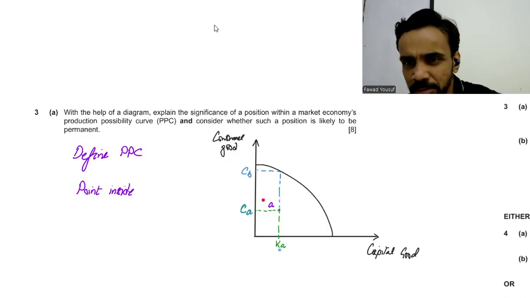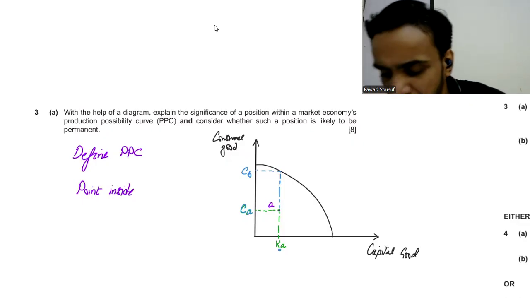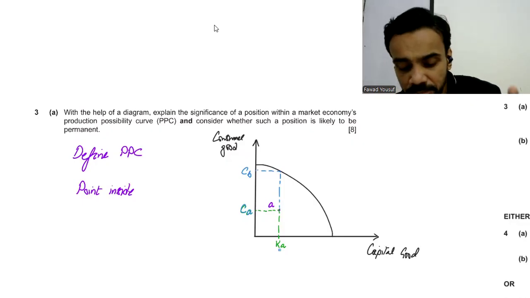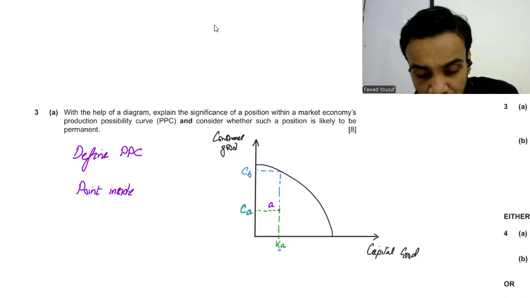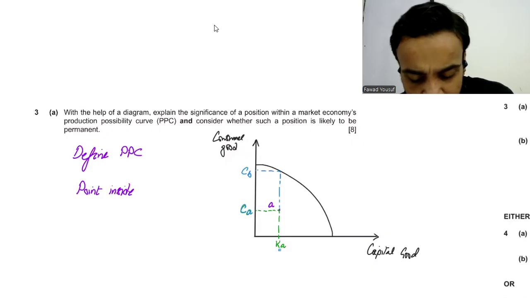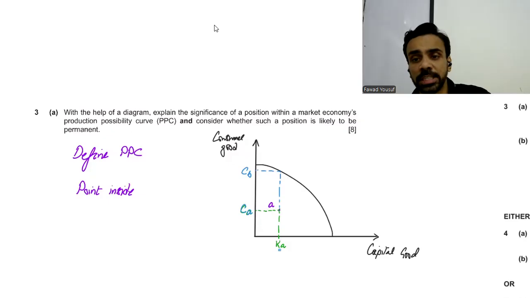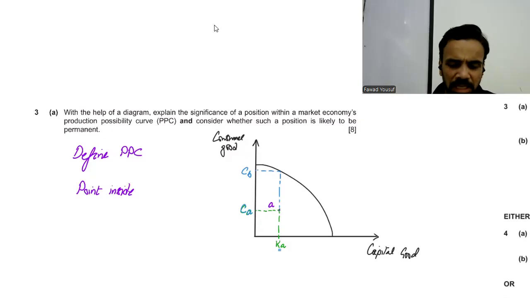You understand what I'm trying to explain here? Normally, you will never see this sort of an explanation in an essay, nor would you see it in their requirement. But I have a habit of थोड़ा सा go one extra step and explain that. फिर उसके बाद the idea: consider whether such a position is likely to be permanent. मतलब will you always be at point A? So have you ever done actual and potential GDP or actual growth and potential growth wali baat?